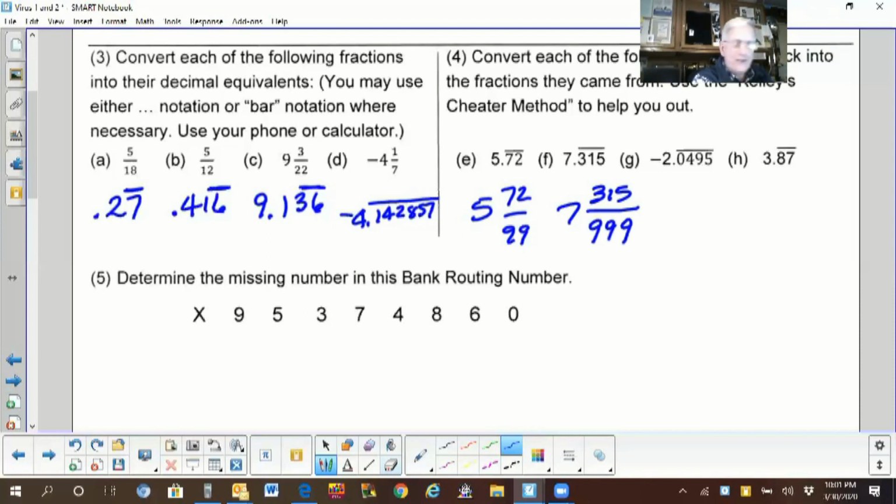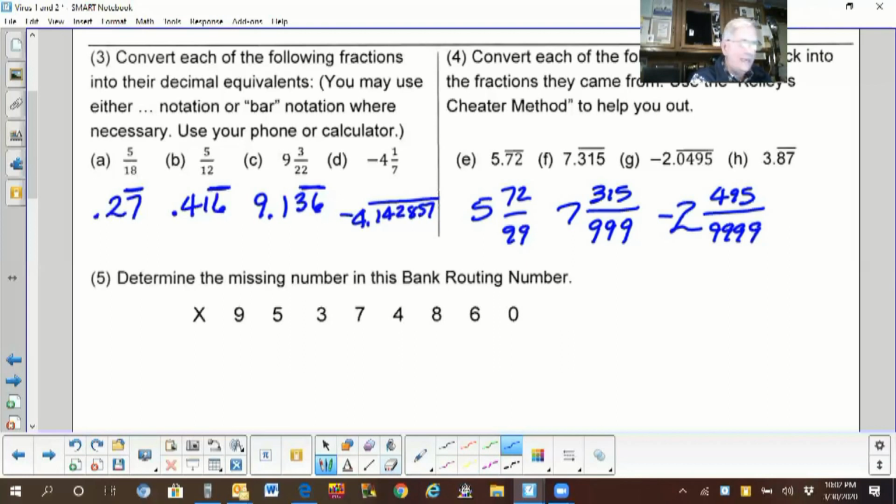For problem 4, letter G, it would be negative 2 for your whole number part, and you will put 495 over how many nines? As it turns out, it'll be 4 nines, because this repeats as 0.0495, and again, 0495, 0495, 0495. This answer divided out will give you that repeating decimal.